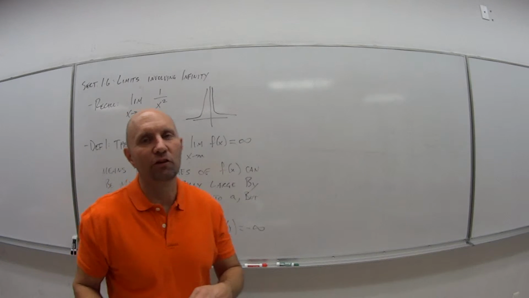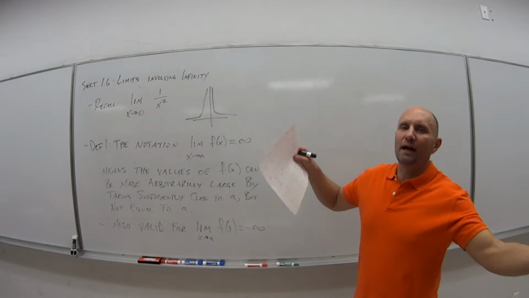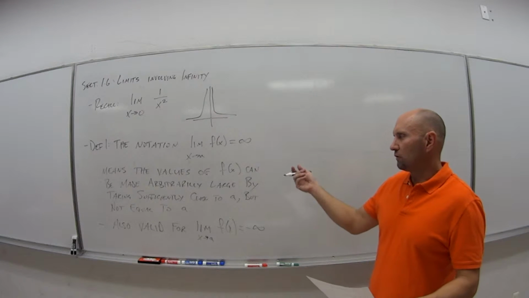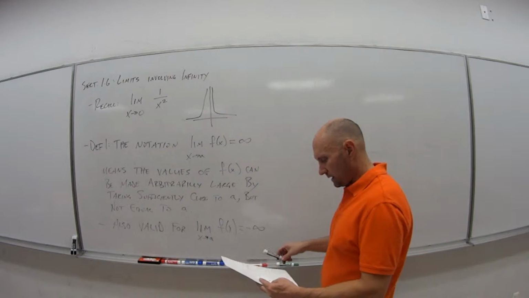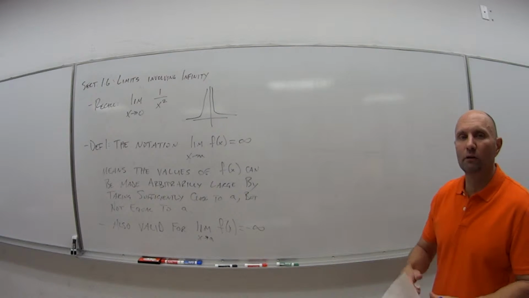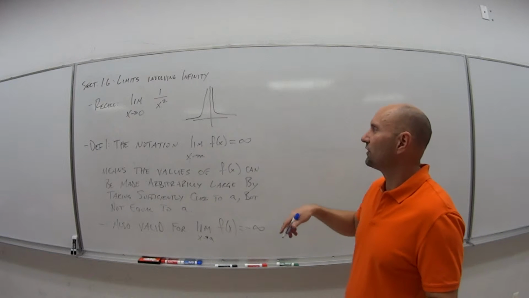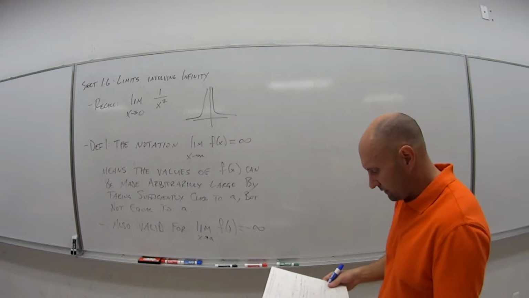So it just means that the numbers can be made large on the negative side as I get close to some value a, but not actually equal to that value a. So now instead of saying the limit doesn't exist, we can actually say the limit is equal to positive infinity or the limit is equal to negative infinity.